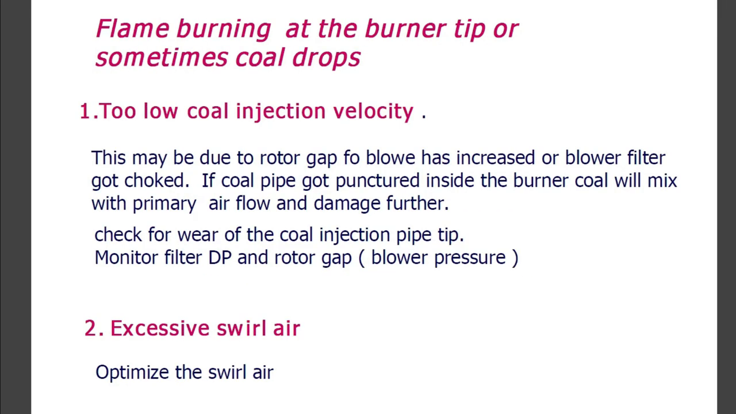Flame burning at the burner tip, or sometimes coal drops. Too low coal injection velocity. This may be because the rotor gap of the blower has increased or the blower filter got choked. If the coal pipe got punctured inside the burner, coal will mix with the primary airflow and damage further. Check for wear of the coal injection pipe tip, or monitor filter DP and rotor gap. Excessive spill air. Optimize the spill air.